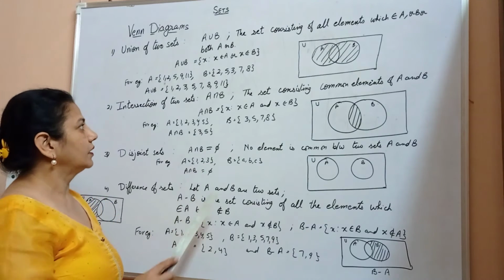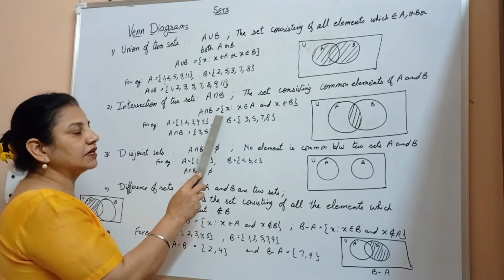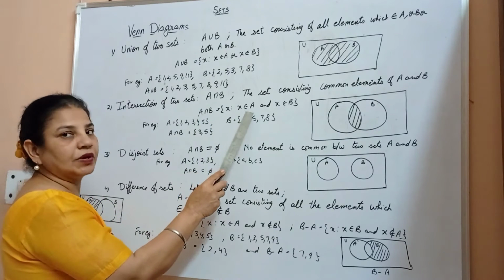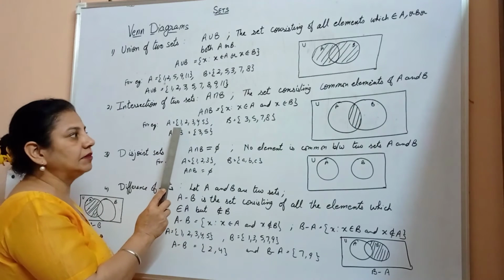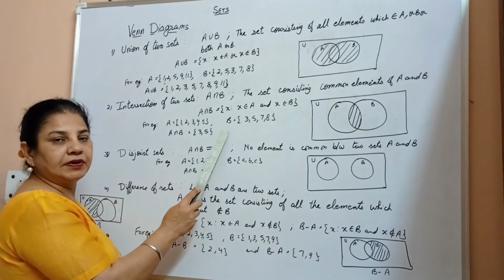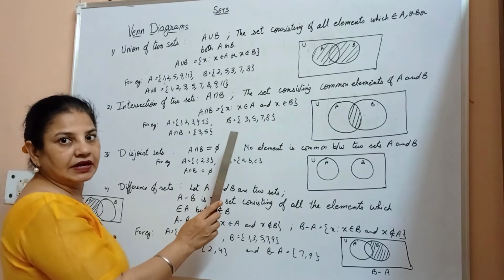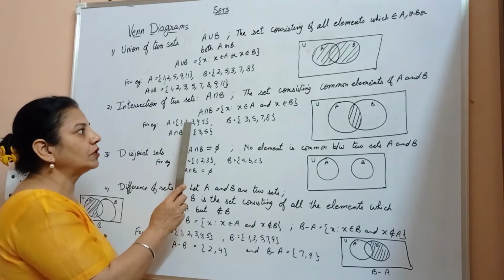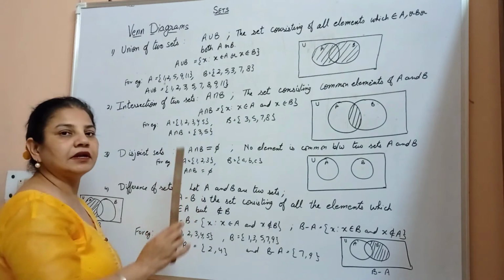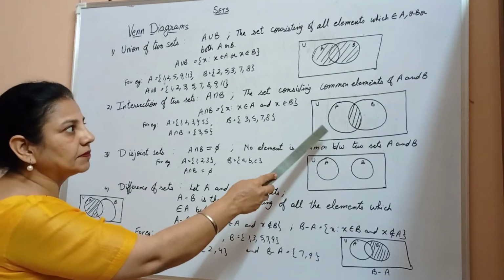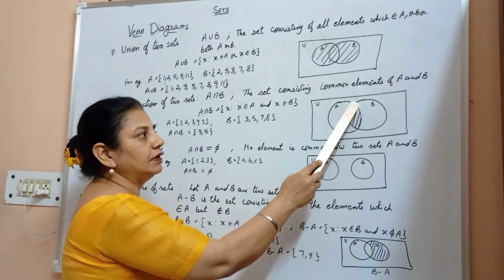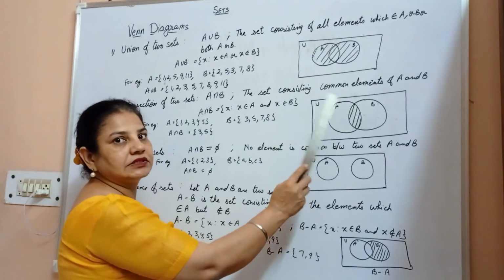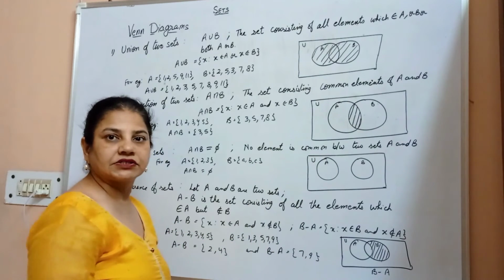Intersection of two sets. A intersection B is the set containing the common elements of set A and set B. So A intersection B is {x such that x belongs to A and x belongs to B}. For example, set A has the elements 1, 2, 3, 4, 5 and set B has the elements 3, 5, 7, 8. Then the intersection means the common elements of A and B, that is 3 and 5. In the Venn diagram, U is a universal set with set A and set B. The common shaded portion represents A intersection B.